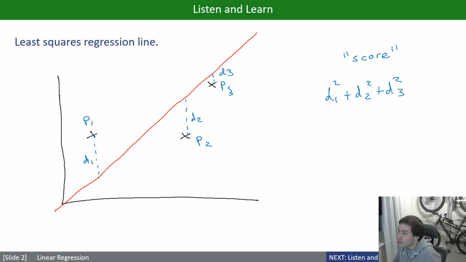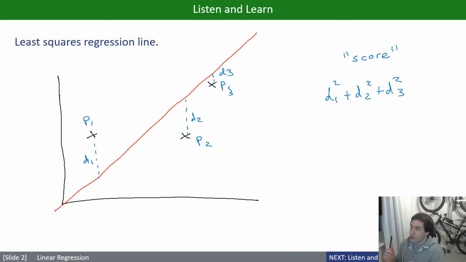Now, the thing about this score is, do I want it to be high or do I want it to be low? If I drew a different line, would I want it to be lower or higher in order for it to be a closer fit? And hopefully you can see that I'd want it to be as low as possible, because the closer the line is to a point, the smaller the distance is, and therefore it feels like the more accurately it represents the points.